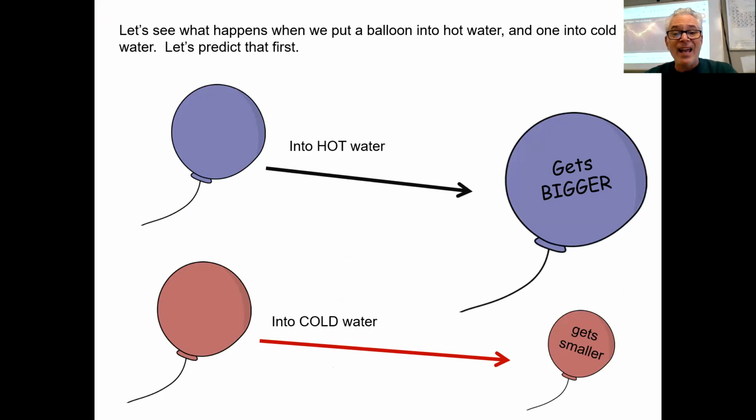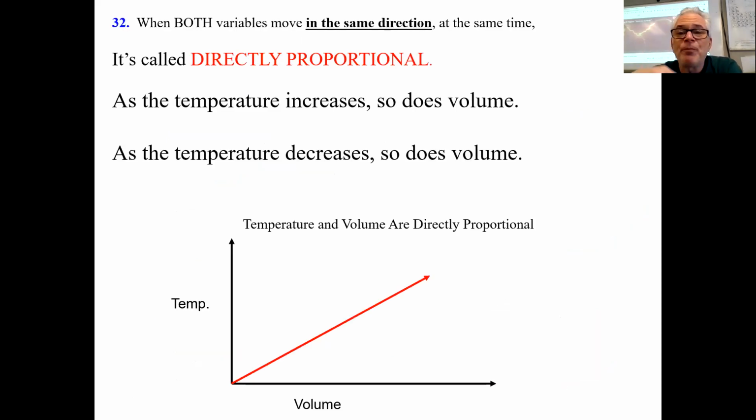It's going to expand. And in cold water, it's going to get squashed. You knew this before you even met me. Remember? You knew that. Now, when both variables move in the same direction, when temperature goes up, the volume goes up. When temperature goes down, the volume goes down. When both of the variables go in the same direction, it's not inverse, right? This is inverse, pressure and volume.